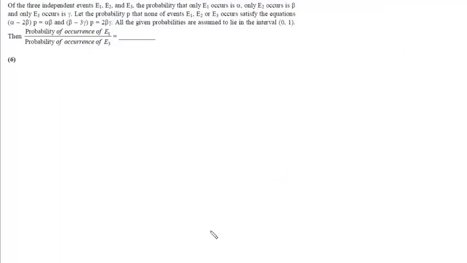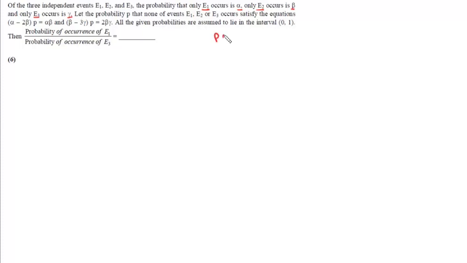Now here the question is, of the 3 independent events E1, E2 and E3, the probability that only E1 occurs is alpha, only E2 occurs is beta, and only E3 occurs is gamma. Let the probability P that none of the events E1, E2 or E3 occurs satisfy the equation alpha minus 2 beta P equals alpha beta and beta minus 3 gamma into P equals 2 beta gamma. All the given probabilities are assumed to lie in the interval 0 to 1, both not inclusive. Then we need to find probability of occurrence of E1 upon probability of occurrence of E3.